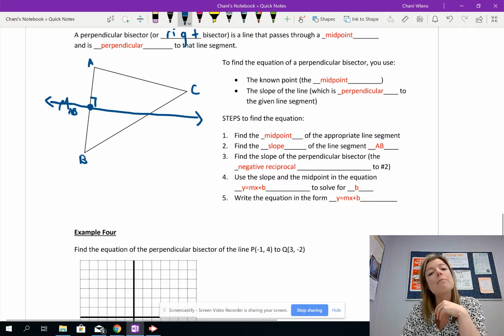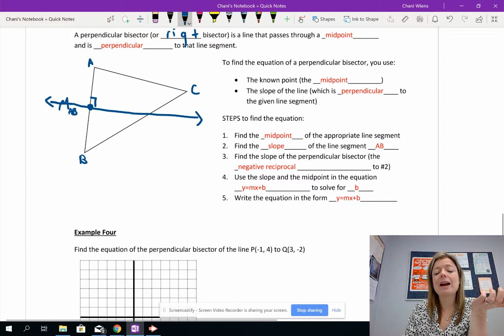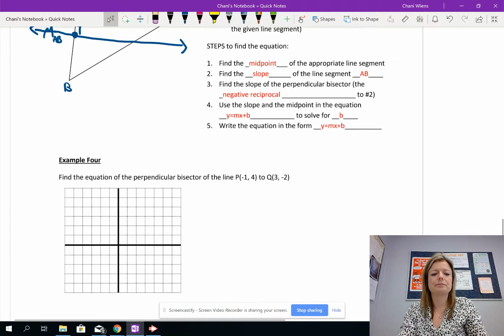Then when we put a point in to find our y-intercept, we have to use this midpoint because the midpoint is the only point that's actually on our line. A, B, and C are actually not on our perpendicular bisector. The only one that is, is the midpoint. So again, you can copy this down, but it will have a lot more meaning once you see an example.